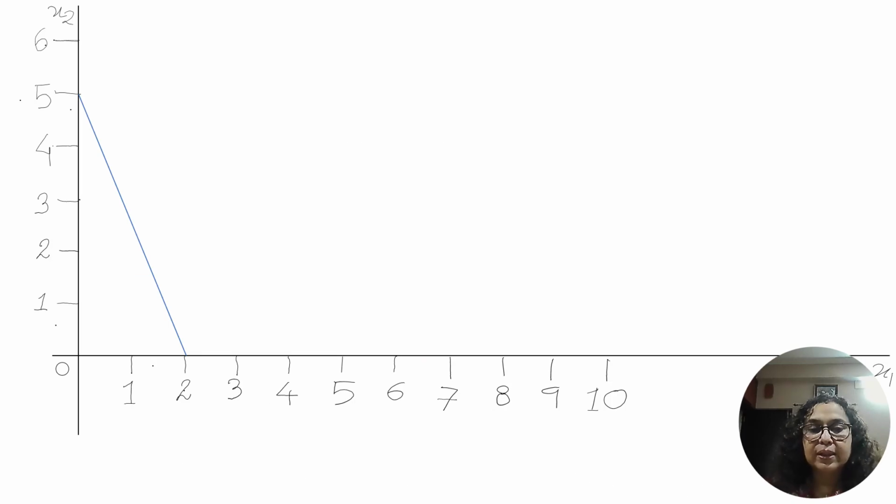Next, we can see that we have plotted here the point 0, 5, and this is the point 2, 0. So we've drawn a straight line between these 2 points and we have got our calcium constraint. This line gives me the calcium constraint.